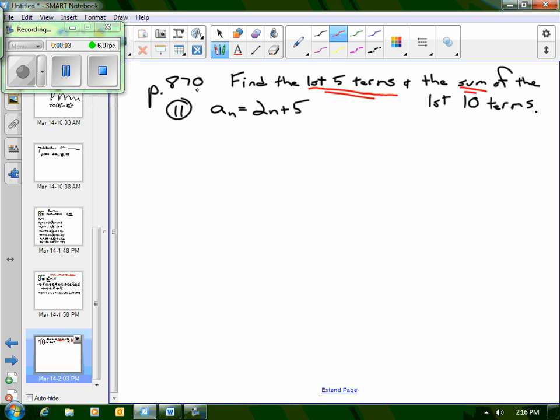Alright, this is problem number 11 on page 870. We want to find the first 5 terms in the sequence. This is the equation for the sequence. We also want to find the sum of the first 10 terms, so this is where we're going to add up the first 10 terms that we have.